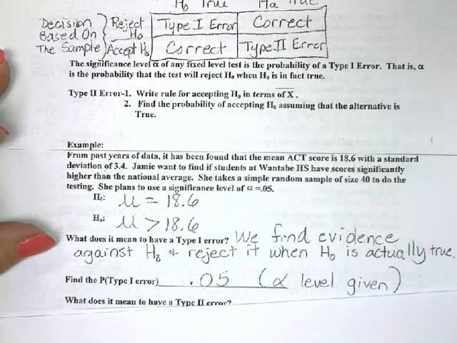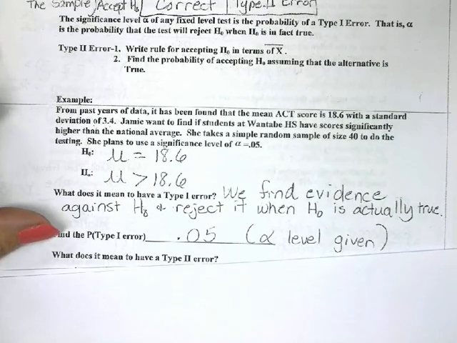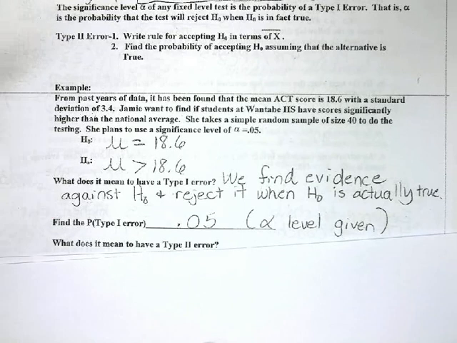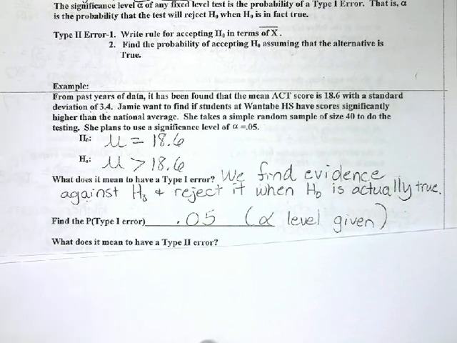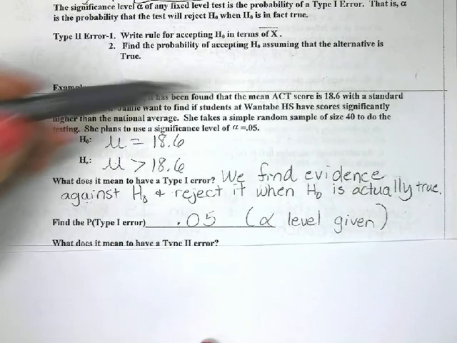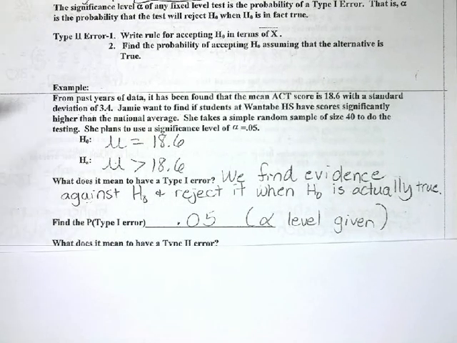From past years of data, it's been found that the mean ACT national score was 18.6 this year with a standard deviation of 3.4. Jamie wants to find out if students at Wannabe High School have scores that are statistically significantly higher than the national average. So she's going to take a simple random sample from that school of size 40, and we want to find out what is the chance that she's going to have a type 1 error, and what is the chance she's going to have a type 2 error.